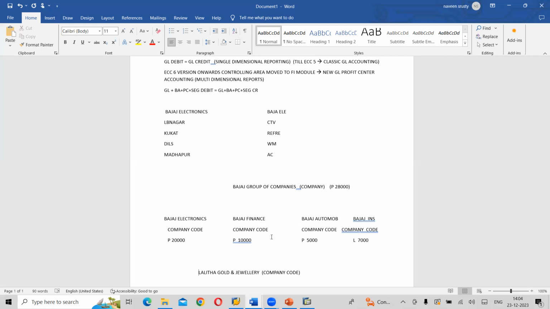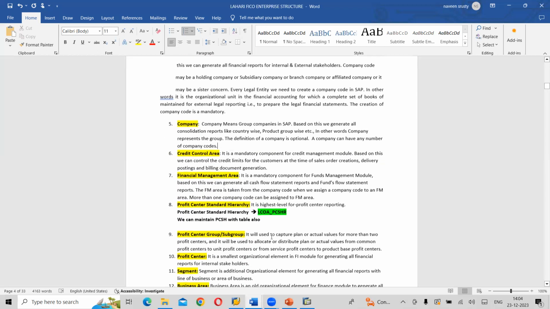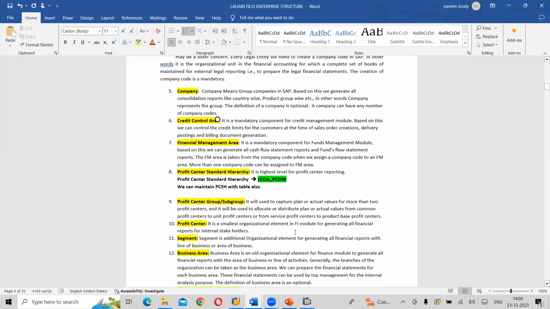Clear. Right. So the next one we have, the same thing I have explained here, company code, and here credit control area. Credit control area is very important for the sales and distribution module, the SD module. So what exactly is a credit control area? We will see that. It is a mandatory component for the credit management module.